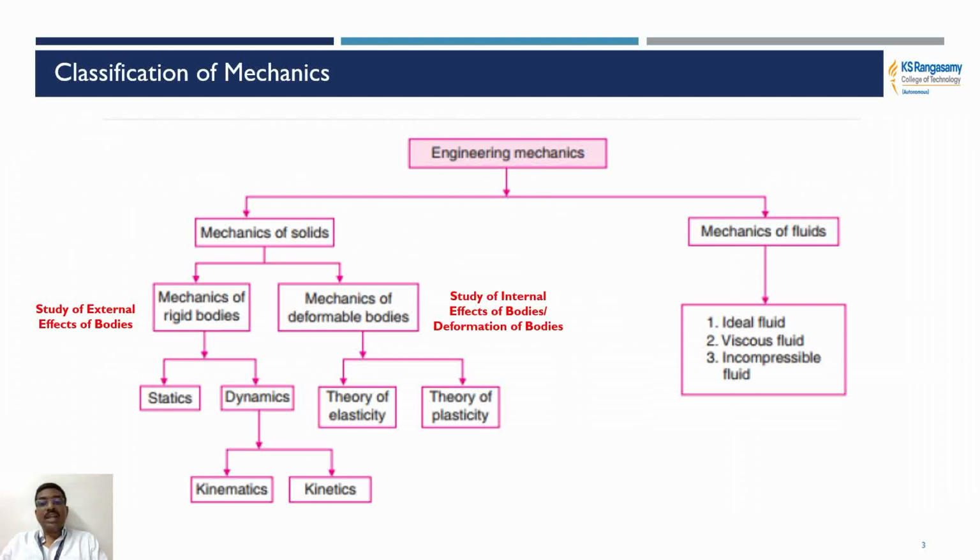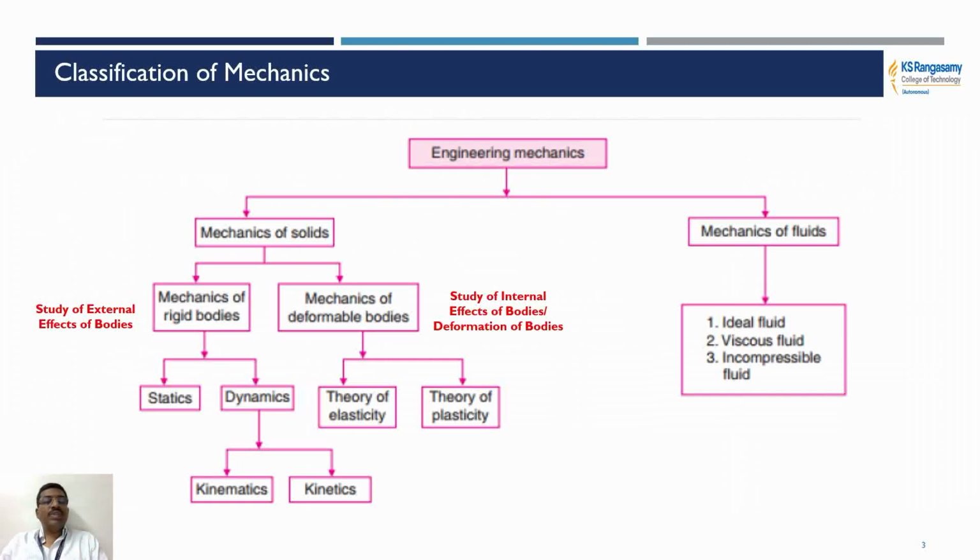Whereas in fluid mechanics, we deal with various types of fluids like ideal fluid, viscous fluid, compressible fluid and incompressible fluid, and we look after the properties of the fluid. Coming to engineering mechanics, it has been classified into two types under the subheading of mechanics of rigid bodies: statics and dynamics.